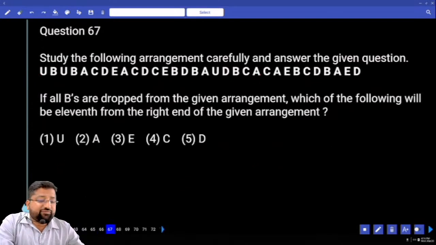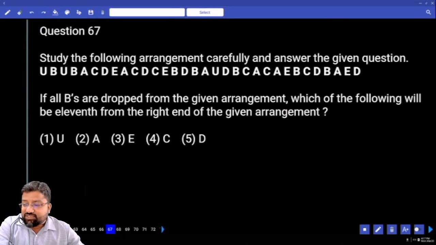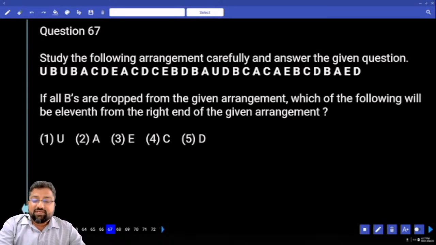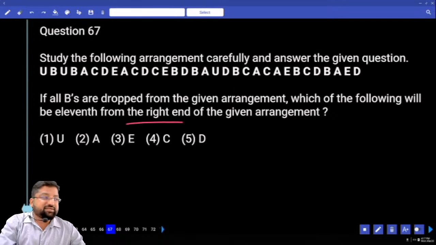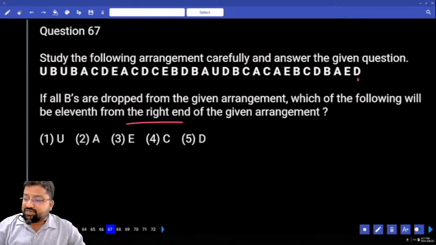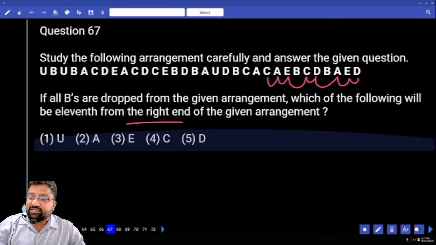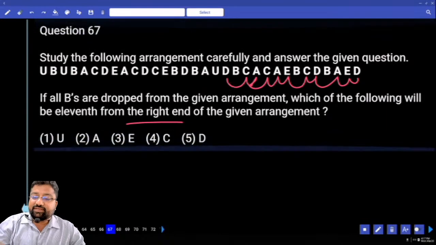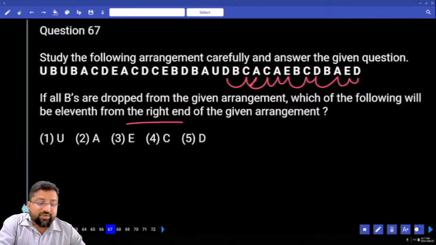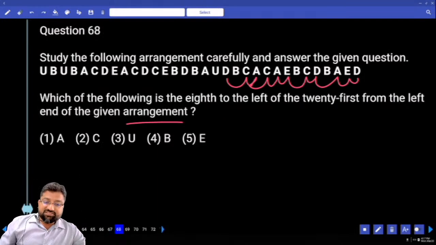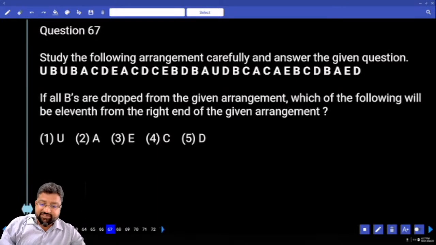Next, if all the B's are dropped from the given arrangement, which of the following will be the 11th from the right end of the given arrangement? If all the B's are dropped, I'm not supposed to count B's, and I want the 11th from the right end. Let me see. 1, 2, 3, 4, 5, 6, 7, 8, 9, 10 and 11. What's the answer? D. Why D? Because I'm not supposed to count B's. I have left all the B's that are there from the right side.